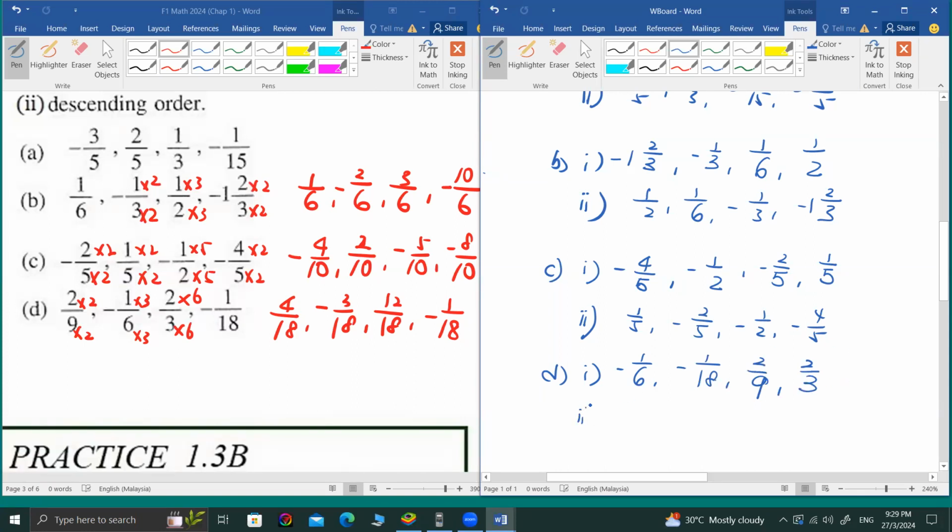Yes, okay, then copy descending order. So must be very careful, you know. If ascending order is wrong, descending order of course is also wrong. Okay, class?